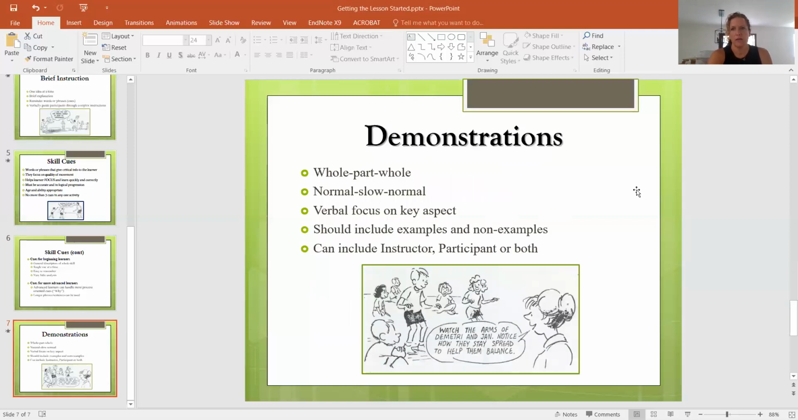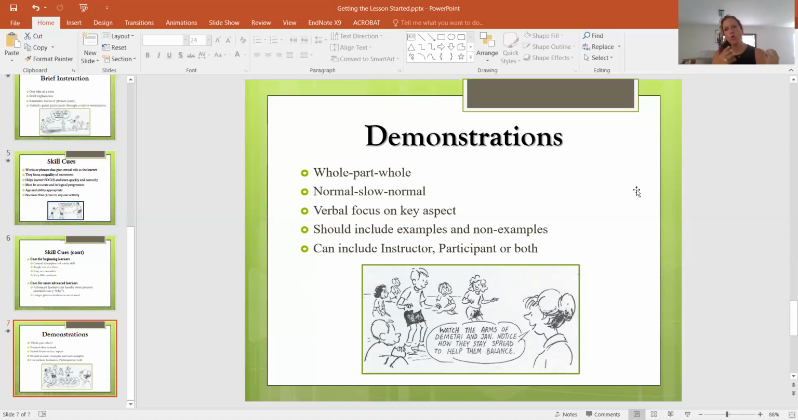So demonstrations have a lot of pieces to them. Really good quality demonstrations have really great pieces to them, if you will. So after you've written this down, it'll make more sense after my explanation. So certainly write in notes after the first two pieces. Those first two pieces are whole, part, whole, and normal, slow, normal. They go together, and I'll take them piece by piece to explain them, and then you can holistically figure out what that means.